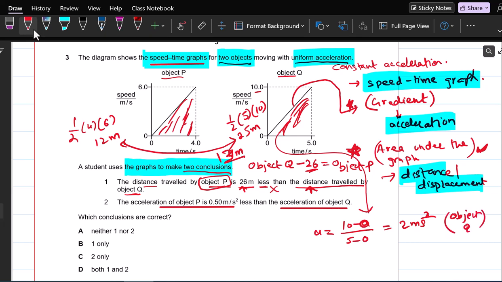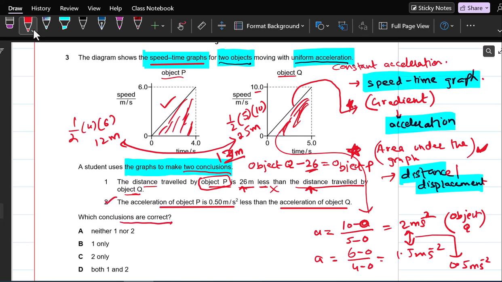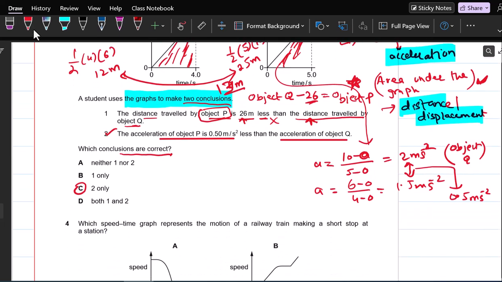In the same way, you can find the acceleration for this by finding the gradient. So it will be 6 minus 0 divided by 4 minus 0. You will be getting 1.5 meters per second squared. So you can see here the difference is of how much? The difference is of 0.5 meter per second squared. So this statement is right. So which conclusions are correct? Only 2 is correct. So 2 only. C is the right option here.